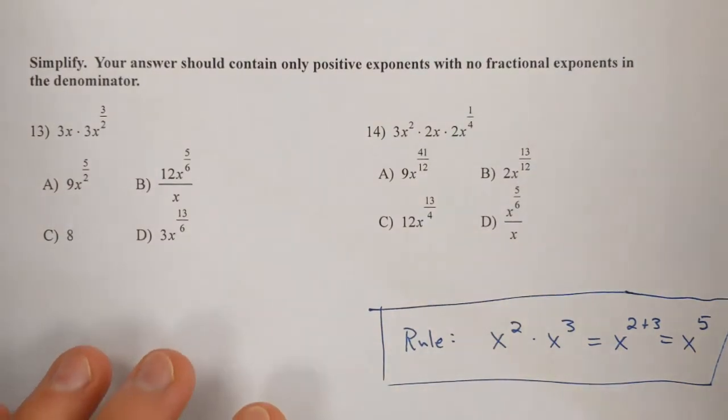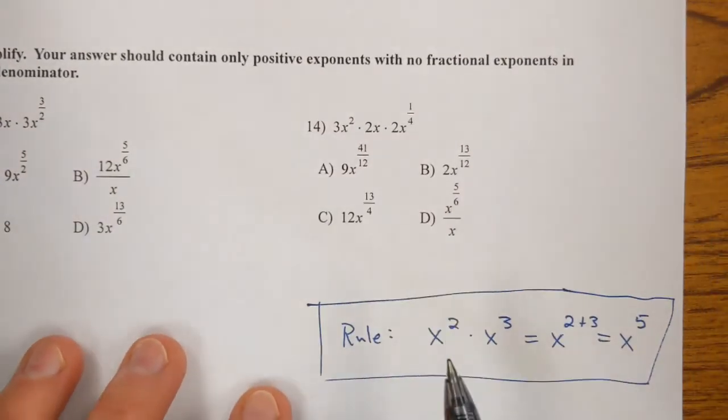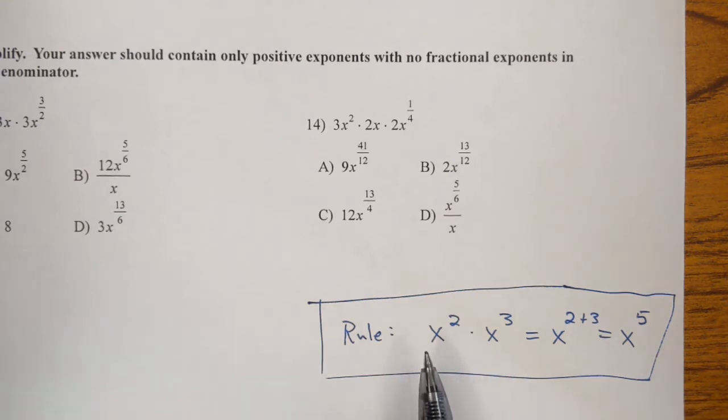Another section is, I think, the trickiest section, so we'll take our time on it. 13 and 14 are very similar. Let's actually look at 14. Before we start 14, I want to go over a rule with you. If you multiply a variable that has an exponent, like x to the second power times x to the third power, both of these variables have exponents, 2 and 3. The rule is you would actually add those exponents together, and this would become x to the fifth.